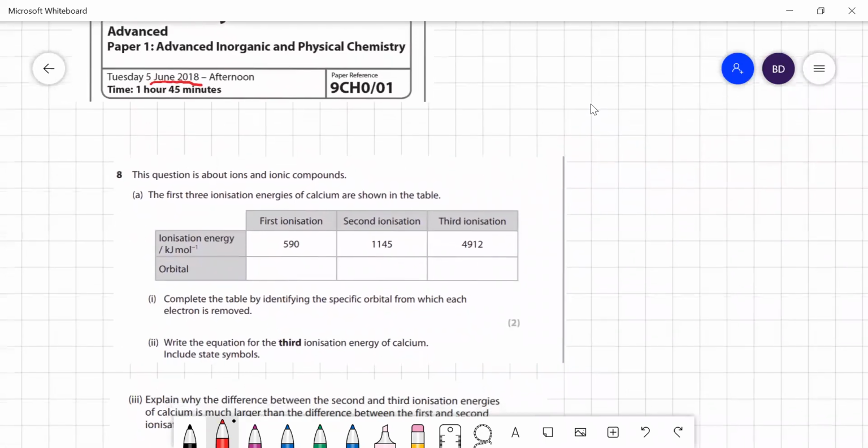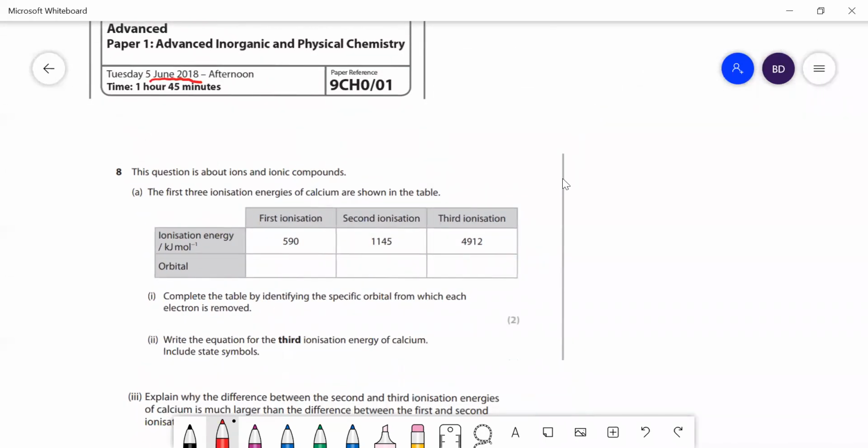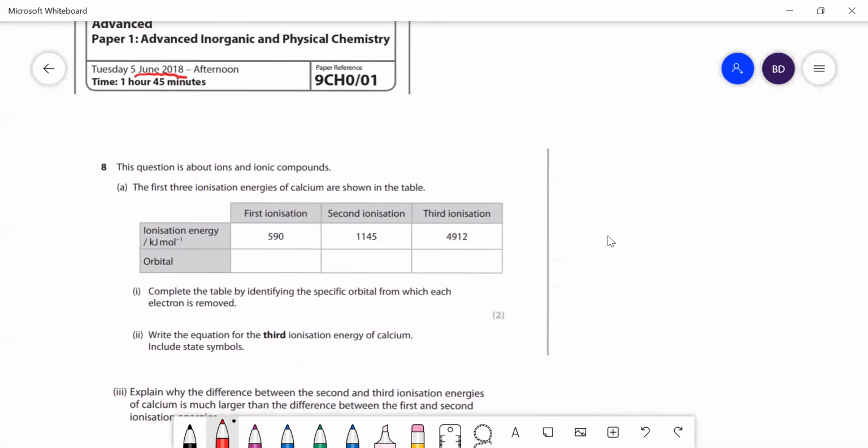This question is about ions and ionic compounds. The first three ionization energies of calcium are shown below. Complete the table by identifying the specific orbital. So calcium, if you look in the periodic table, is in period 4 and group 2, so it's going to be 1s2, 2s2, 2p6, 3s2, 3p6, 4s2. So for the first ionization energy, the electron is coming from the 4s orbital.